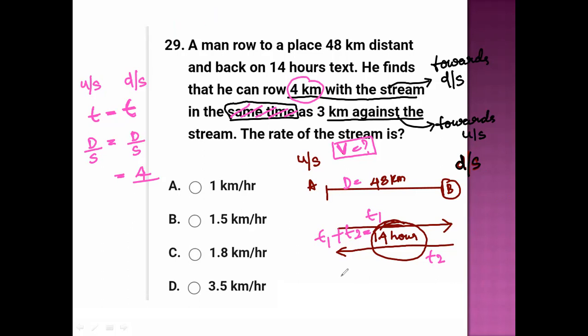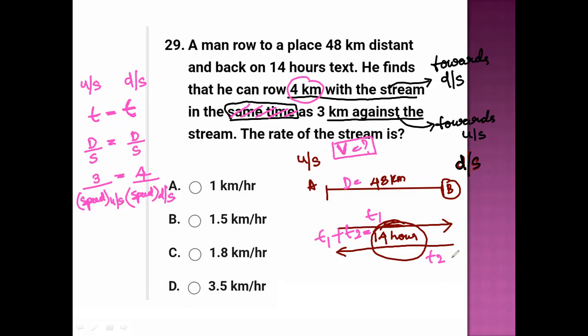Just simply now I will mention here that this is the speed in the downstream. Similarly, what is d here? So d is equal to d divided by the speed in the upstream, speed in upstream.